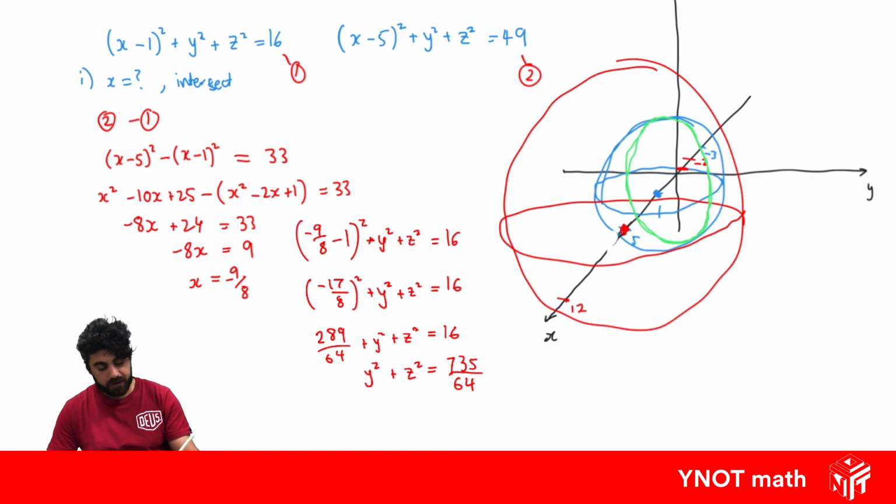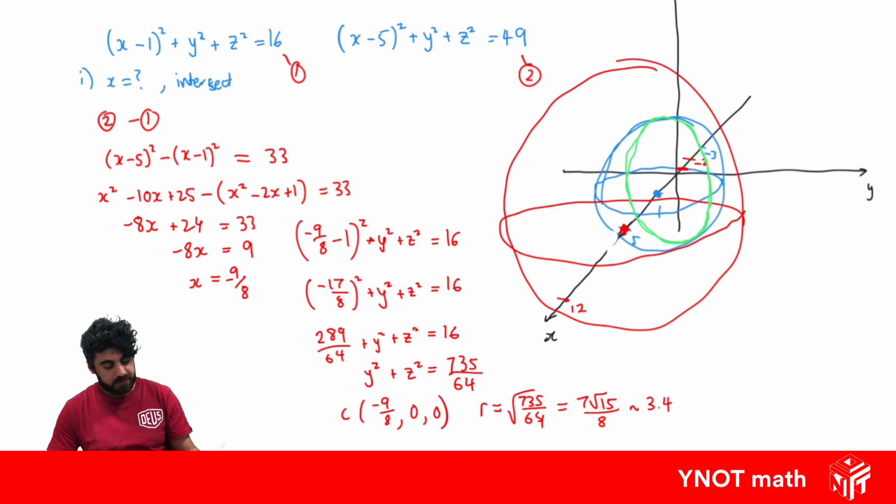And it will have a center. Well, there's no x term in the equation, but the x coordinate of the center we know is −9/8. Its y coordinate is 0, and its z coordinate is also 0, and it has a radius of root 735/64, which simplifies to 7 root 15 over 8, which is about 3.4.